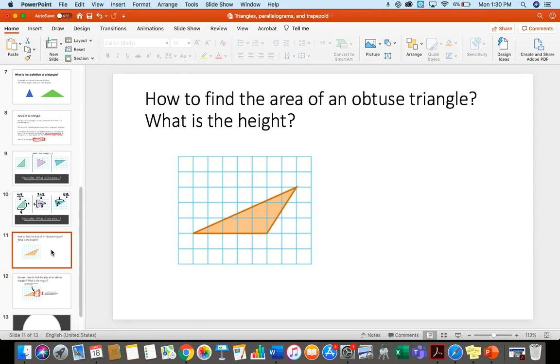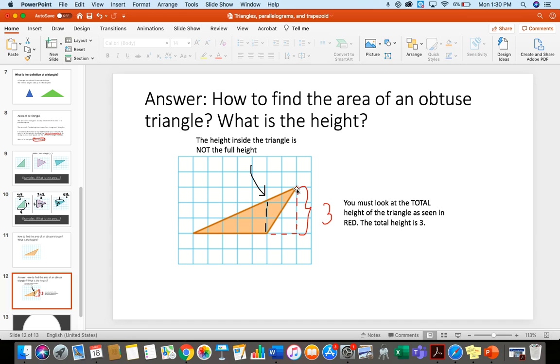Okay, how do we find the area of an obtuse triangle? What is the height? We can see the base over here is 1, 2, 3, 4, 5. Well, what is the height? Some of us might get confused and think that the height is just 2. But actually, we have to figure it out on the side, because the base goes up to the highest point. So we have 1, 2, 3.